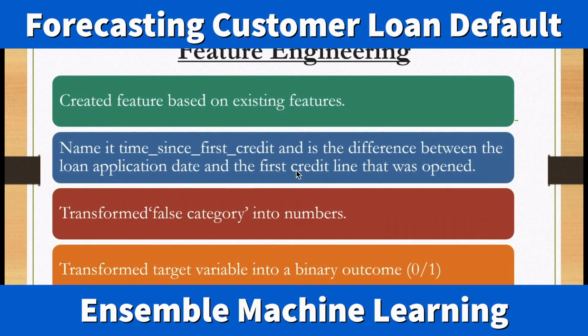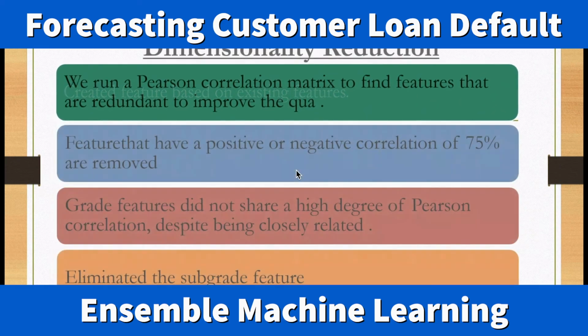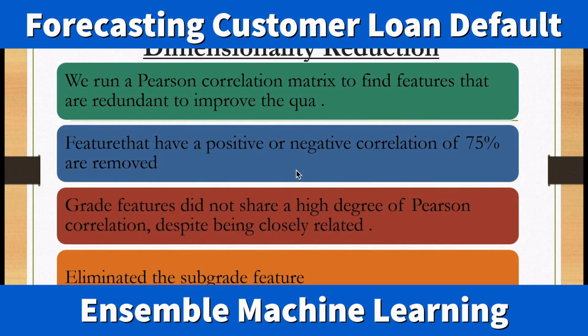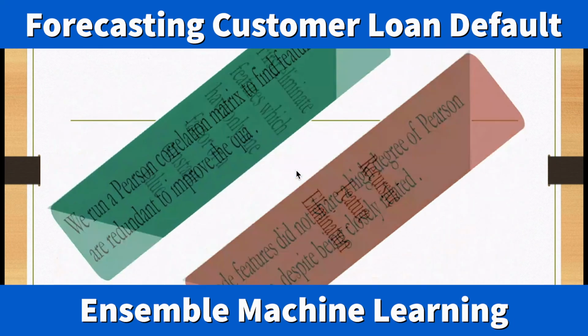For the feature engineering, we started creating features based on the existing features, and we named one time since the first credit. We calculated the difference between the loan application date and the first credit line that was opened, and transformed that into a four-category number, and transformed the target variable into a binary outcome, which is 0 and 1. If it is 0, that user is going to default, and 1 is going to be good. Furthermore, anything with a positive or negative correlation of 75%, we remove those values based on the chi-square.